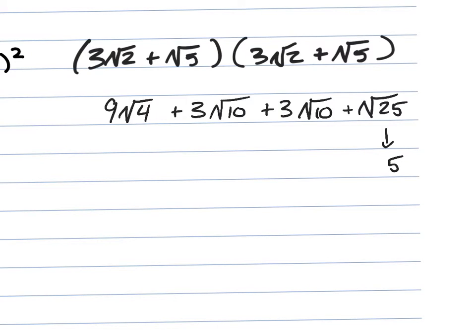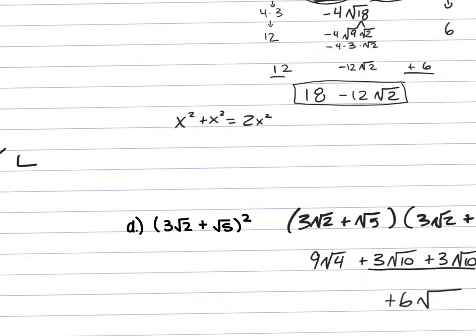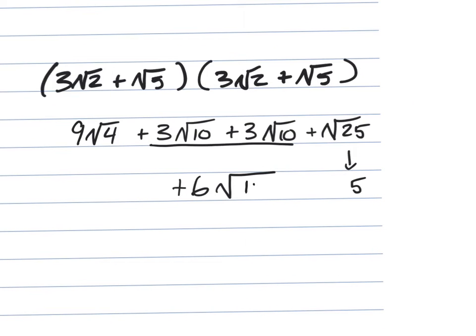3 square root of 10 plus 3 square root of 10. What do you do there? This is like yesterday. So what did we do yesterday? So you add. Okay, so what do we get? 6 square root of 10. Let's go back to that x squared plus x squared. Just 10. Yep, just 10. And then 9 square root of 4. Or you could break down the 4. And then what does it become? 2.